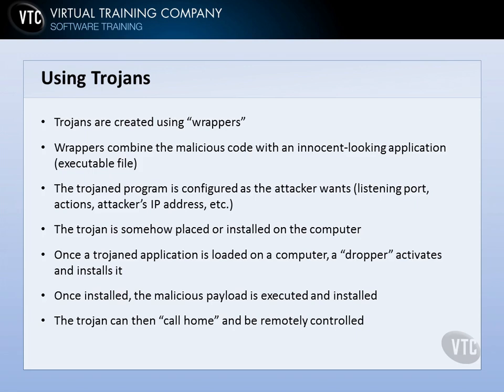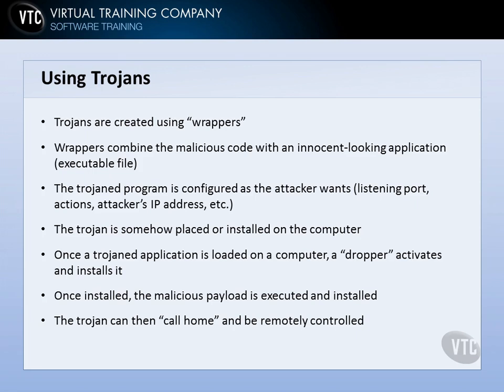Then the big problem that has to be solved is the Trojan somehow has to get on the computer. We've talked about the different methods that could happen. So the Trojan either is placed on the computer by the user, an unsuspecting user, or some other means. Maybe it's downloaded automatically from the web. Maybe it's on an infected USB stick. However it gets there, once it gets there, the Trojan application is loaded on a computer. Sometimes the user double-clicks on it and runs it. And when that happens, something called a dropper activates the Trojan and installs it. That's basically the installation program for the malware itself.